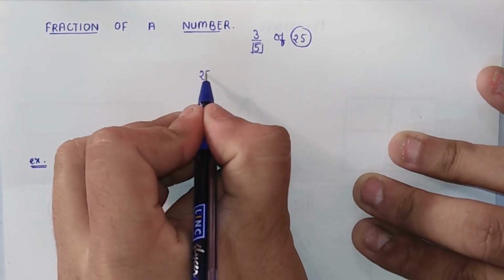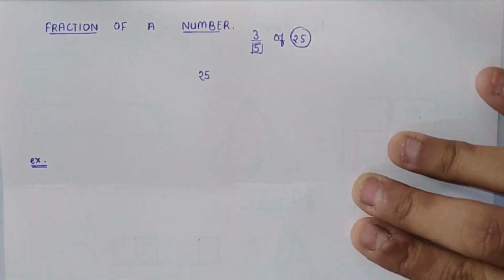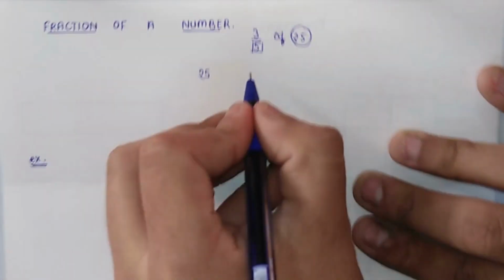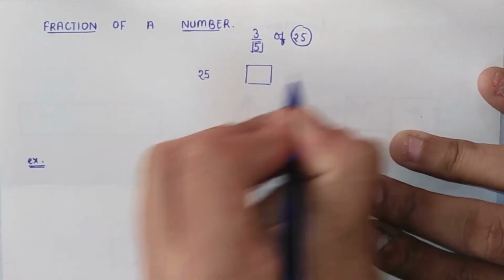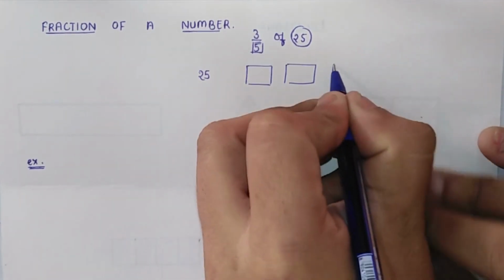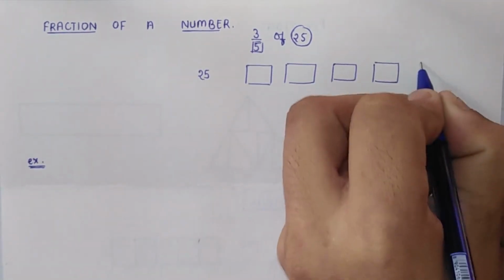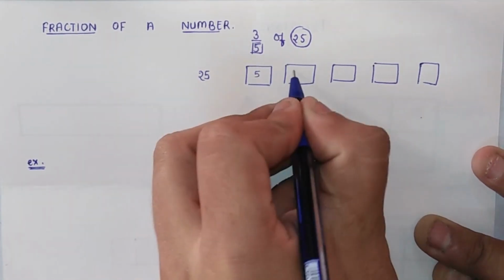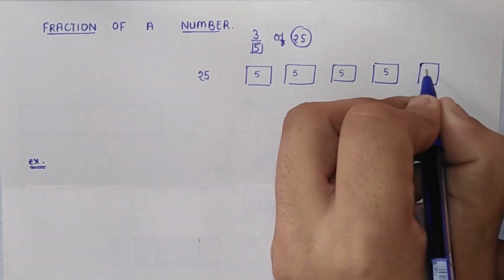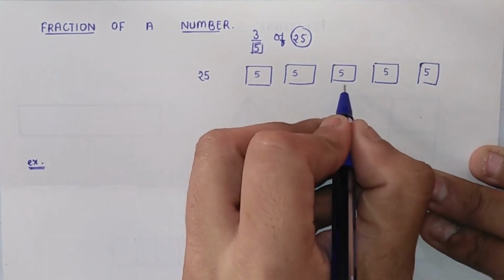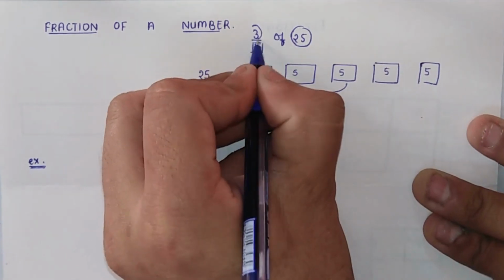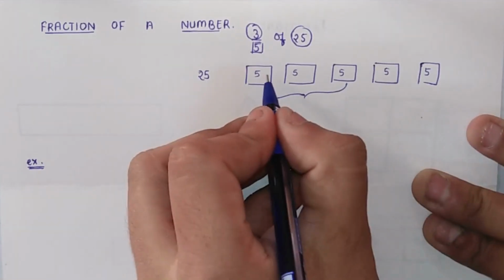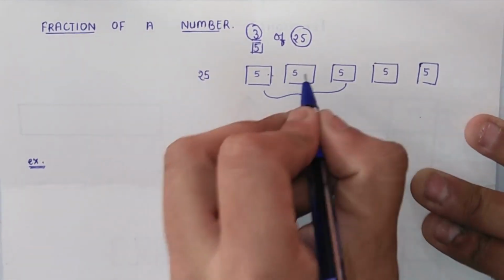So if I divide 25 into 5 equal parts, then each group will have 5. Let's suppose this is one group, this is another group, and so on, and in each group there are 5 numbers, 1, 2, 3, 4, 5, like this, and out of which I am selecting 3, because that's what the numerator is saying. So how many have I selected? I have selected 5, 10, 15.